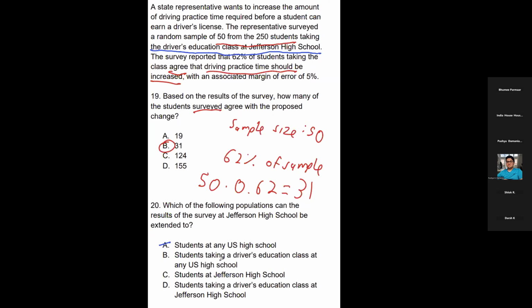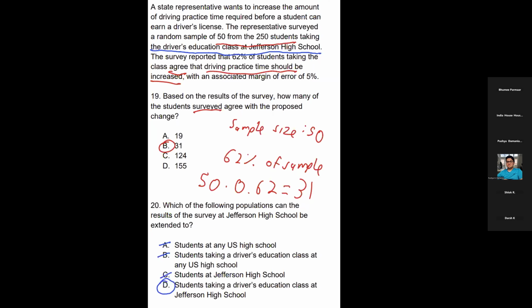Students taking a driver education class at any US high school, no, we specifically went to Jefferson High School. We don't know about the rest of the US high schools. Students at Jefferson High School, well, this specifically says the driver's education class at Jefferson High School. So not necessarily. So the correct answer is D, students taking a driver education class at Jefferson High School. Usually this answer will always be right after the sample, where it tells you where it got the sample from. So in this case, it was a driver's education class at Jefferson High School.